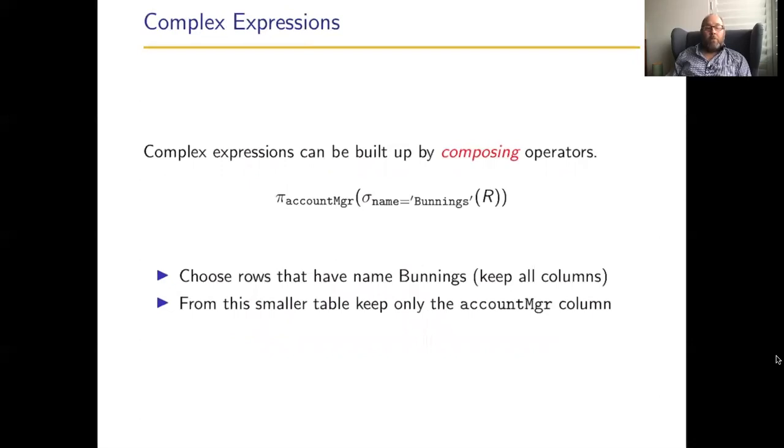Now we can build up more complicated expressions by composing operators, by applying pi after applying sigma. So let's see what this expression does. R is our input relation. The first thing is it selects only the rows that relate to Bunnings. So most rows get thrown out. The rows relating to Bunnings are kept. Then the result is projected onto the account manager column. And so what we get is just a list of Bunnings account managers.